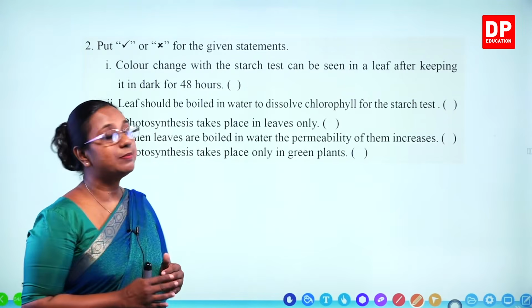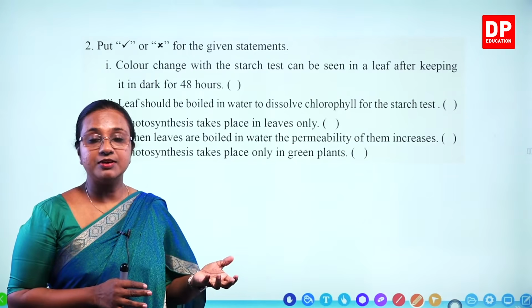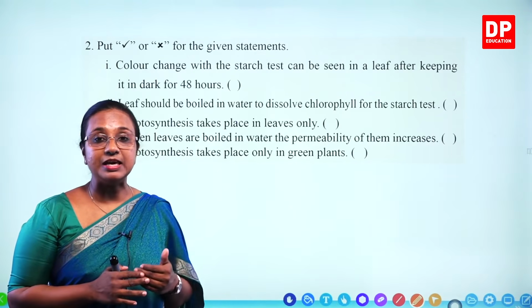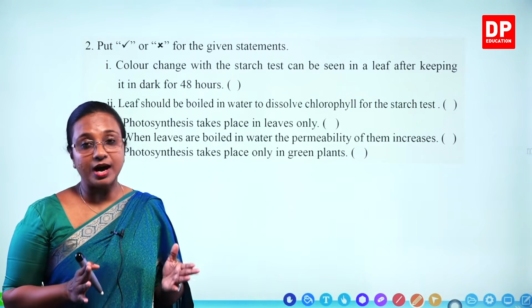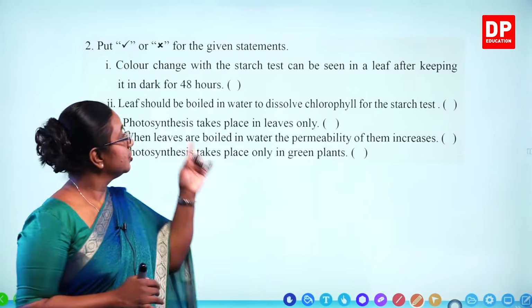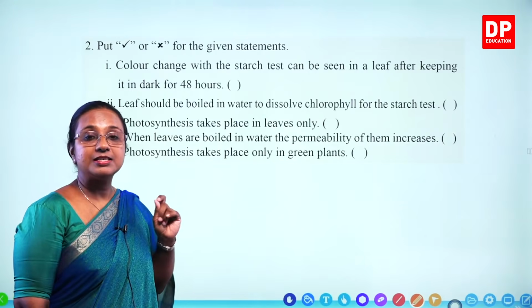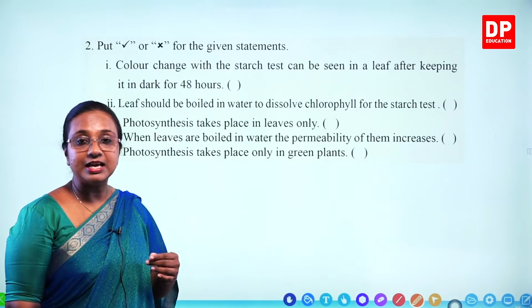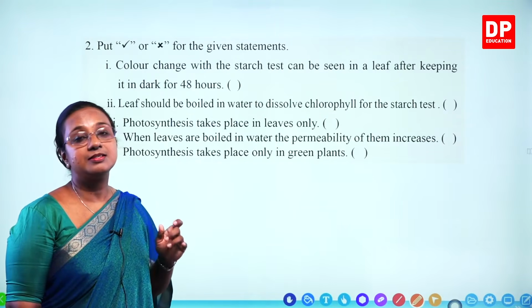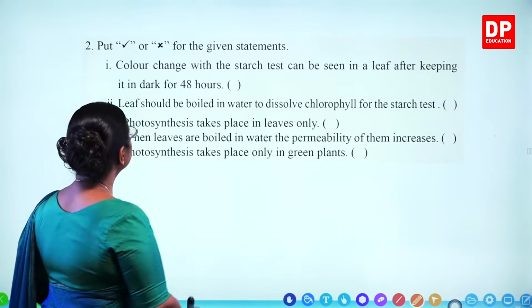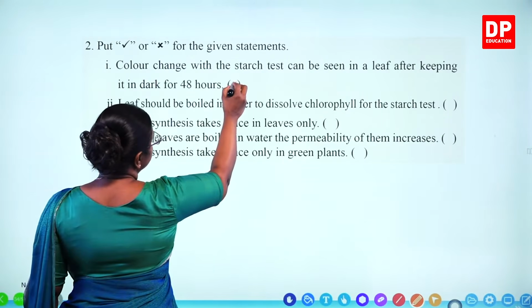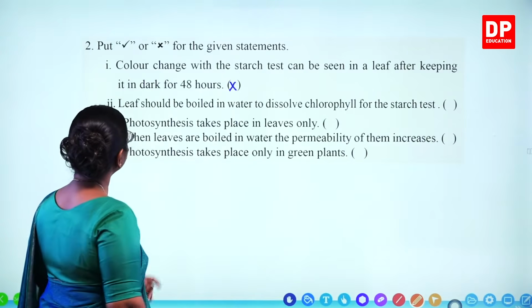And when we keep the plant in the dark for 48 hours, all the starch will be translocated to other parts of the plant. So, here then we will not get a color change because the color change with iodine test is when there is starch present. So, here the statement is incorrect.